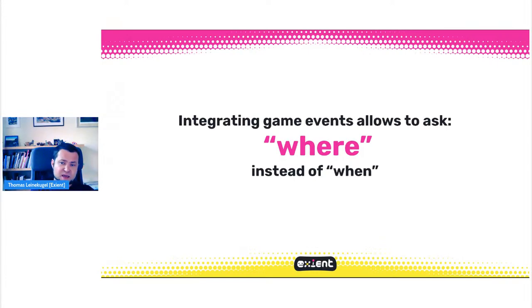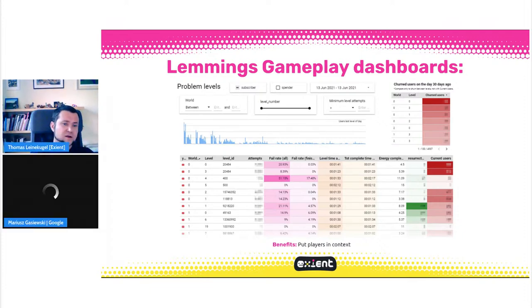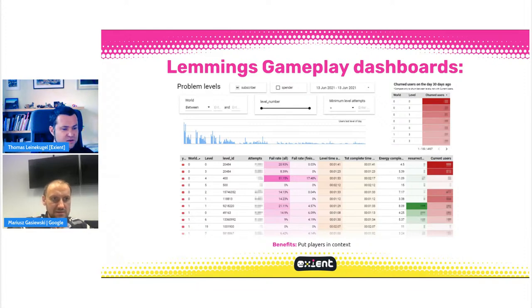If we start with game events, for example, here we're really into the first party data, we can now look at where instead of when, and that changes quite a few things. So we had also those dashboards, a lot of them where we look at churn and all sorts of things. I know they are not the prettiest, but there are 26 pages of them.